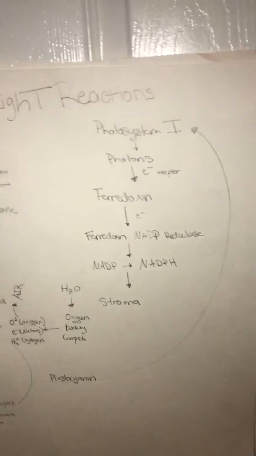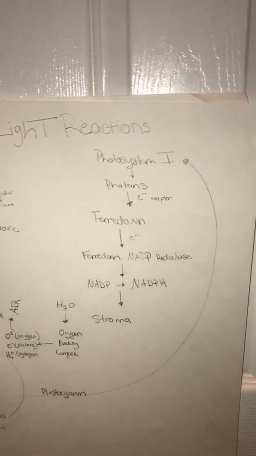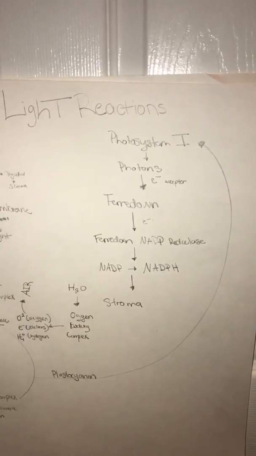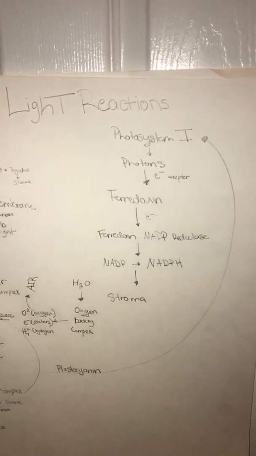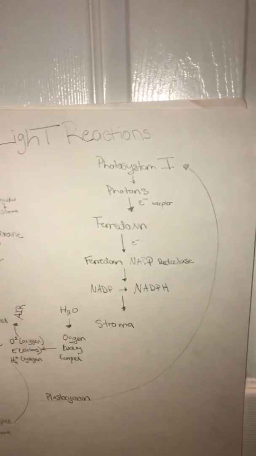there. Those electrons have their own acceptor, which is ferredoxin. Ferredoxin then transfers those electrons into the ferredoxin NADP reductase, which is also a protein that transforms the NADP into NADPH and releases the NADPH into the stroma.